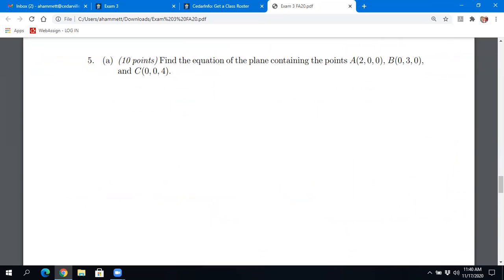Equation of a plane containing those points. Well, okay, so we had a nice plane like this. Here's the point 2, here's the point 3 on the y-axis and the point 4 on the z-axis. So these 3 points are on the plane. Here's our plane right here, and we want to come up with the equation of this plane.